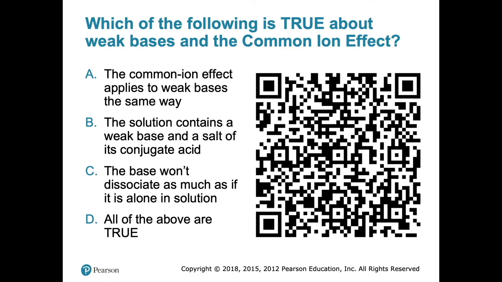All right, which of the following is true about weak bases and the common ion effect? The common ion effect applies to weak bases the same way. That seems reasonable. The solution contains a weak base and the salt of a conjugate acid. Sounds reasonable too. And then the base won't dissociate as much as if it were alone.